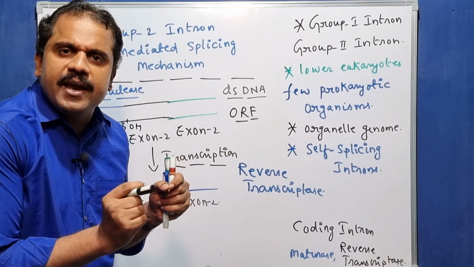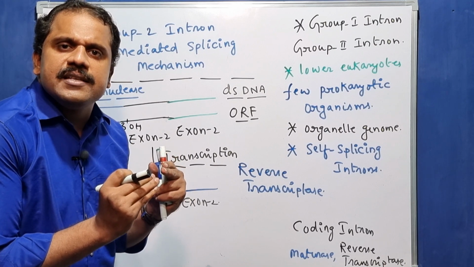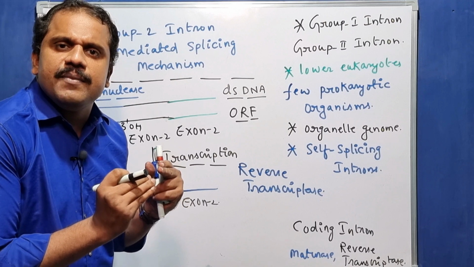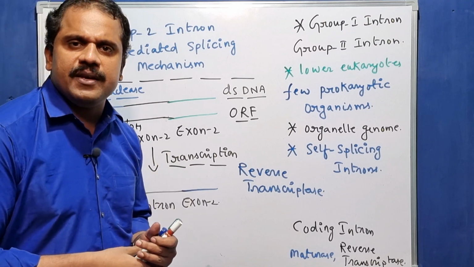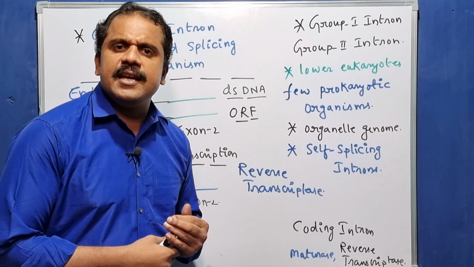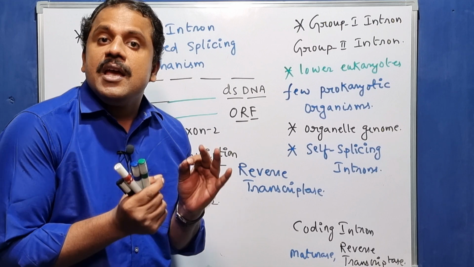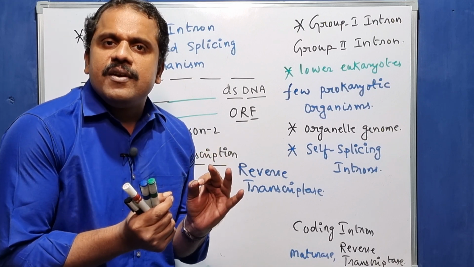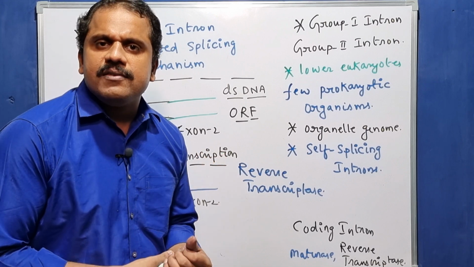So why is it termed as retrohoming? Because the mechanism is organized by taking the advantage of a specific enzyme which is nothing but reverse transcriptase. So that is the reason why it is termed as retrohoming. So this is regarding the group 1 intron and group 2 intron mediated splicing mechanism, which is organized by taking the advantage of certain protein factors as well as certain divalent cations like magnesium as well as manganese.